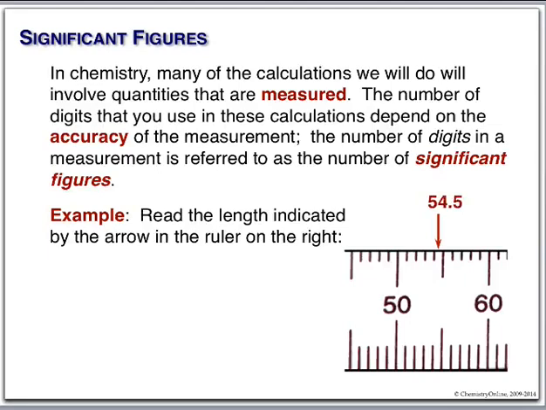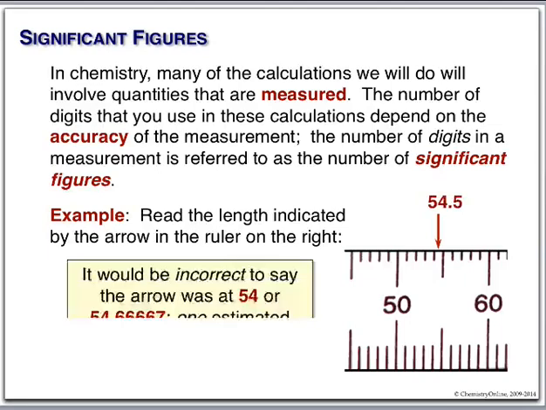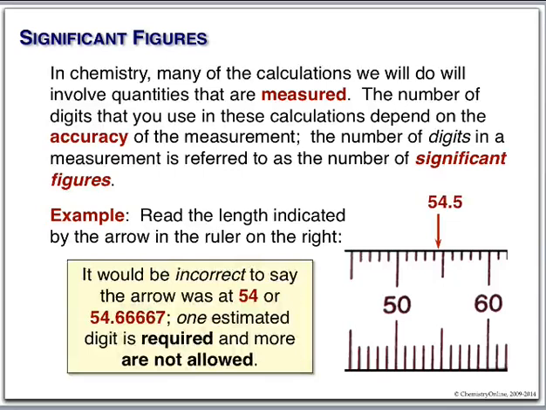The last digit is our best guess. If I were to report this as 54, that would be wrong, because it's more than that. And if I reported it as 54.666667, that would be stupid, because there's no way you know that. Only thing you know is that it's about 0.5.